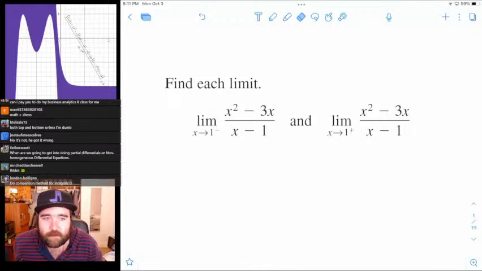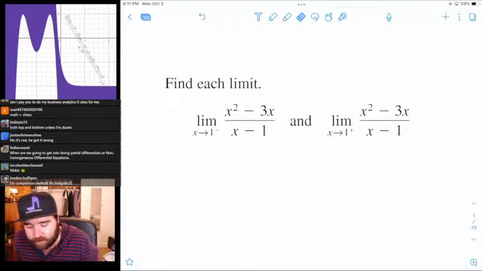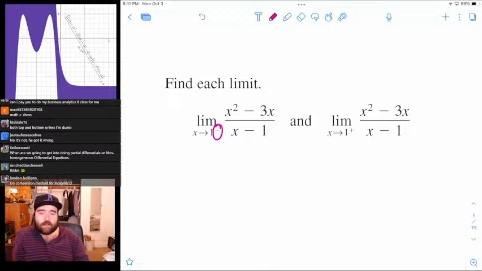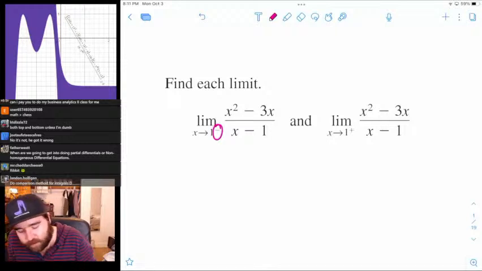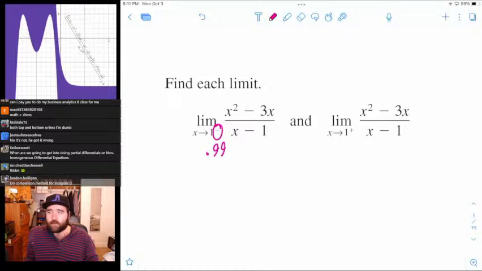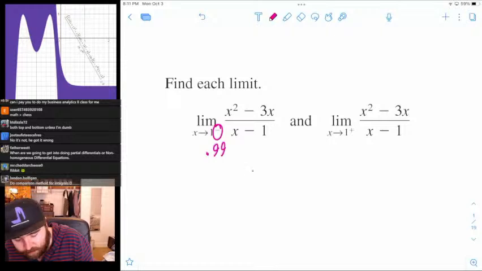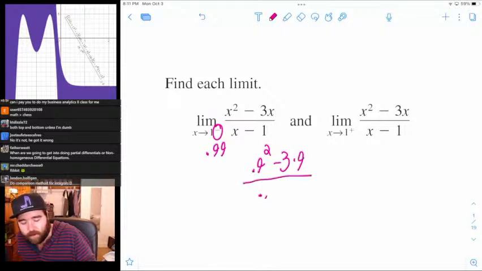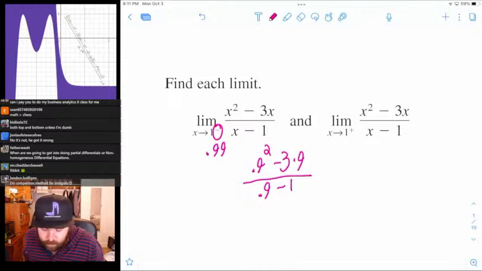So how do we solve these limits? Well, see, it's the same function. We just have the one from the left side and the one from the right side. So let's start with the left side. What do they even mean by the left side? They mean plug in a number just less than 1. What if we plug in something like 0.99, so basically 1, just a little bit less than 1, and see what happens? So we have basically 1 squared minus 3 times basically 1, over basically 1 but a little less, minus 1.